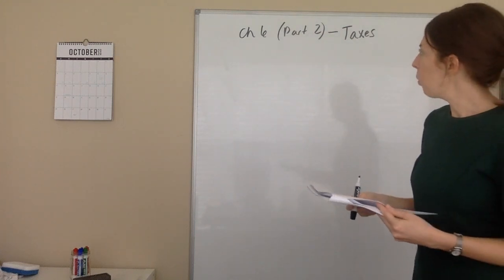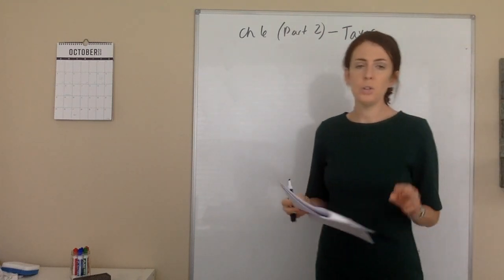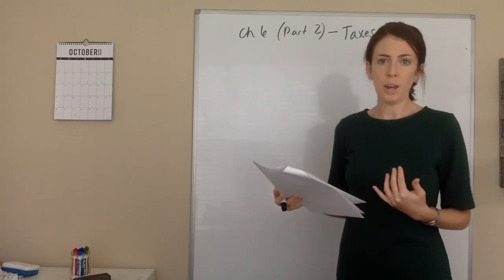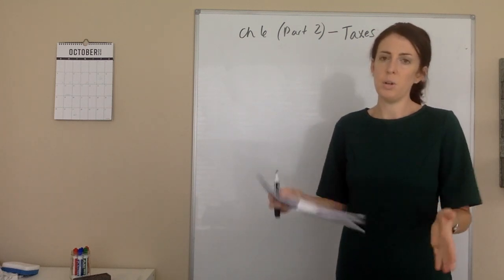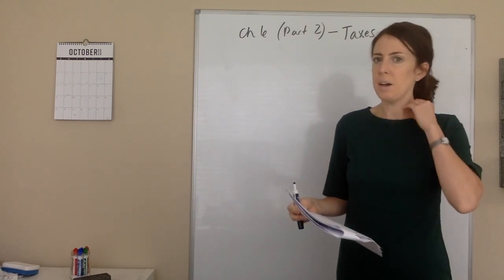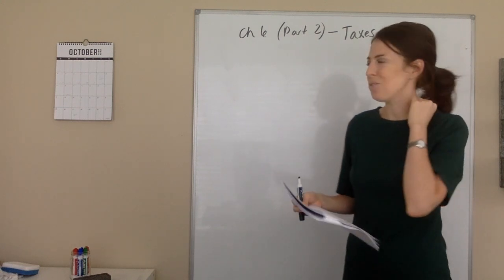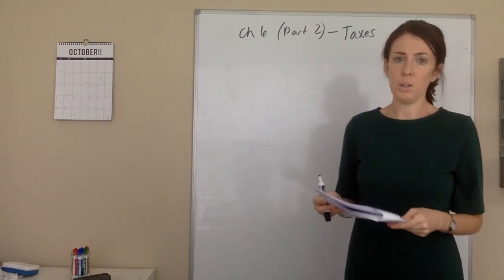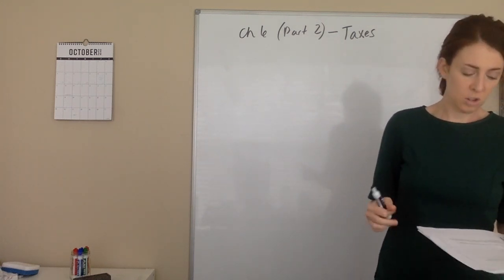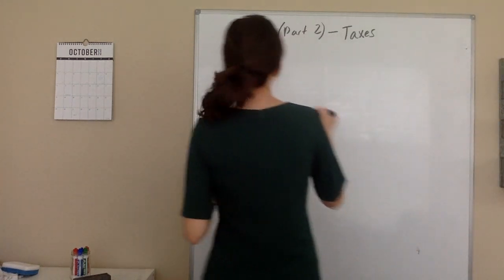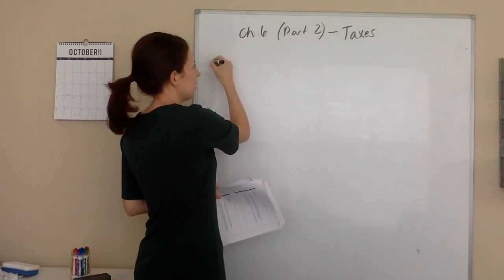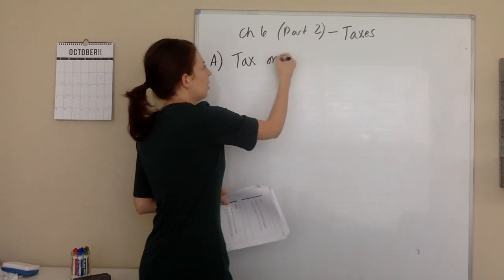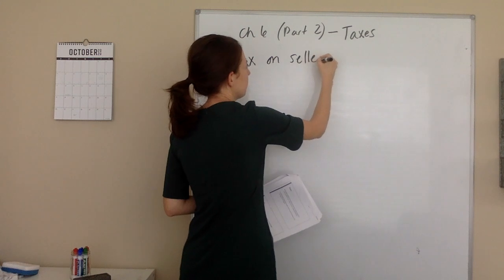So what I'm going to do is give you two different scenarios, and we're going to go through the steps of what would happen in each scenario if a tax is imposed that way. Then I'm going to do a whole bunch of practice for you today so you can see how this works. The first option is that a government could impose a tax on sellers. We'll call this part A. So let's consider a tax on sellers.